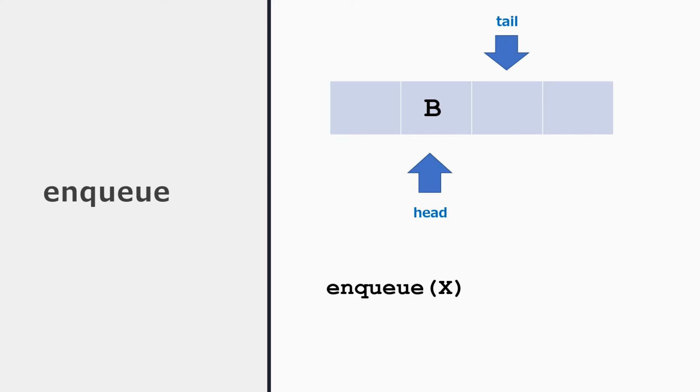And then finally, we'll add a further value to the queue, in this case, the letter X. So let's see what happens when we enqueue X to the queue. X is added at the tail, and the tail moves up by 1. So enqueue happens at the back of the queue where the tail is, and dequeue happens at the front where the head is.